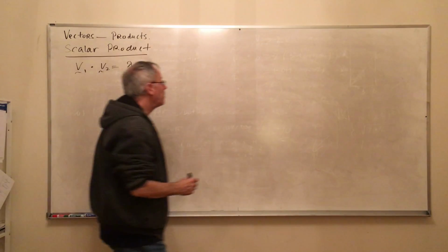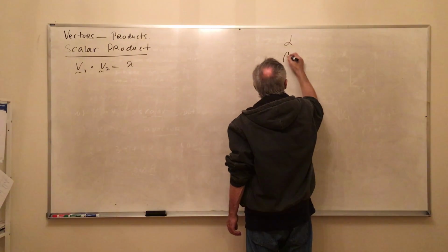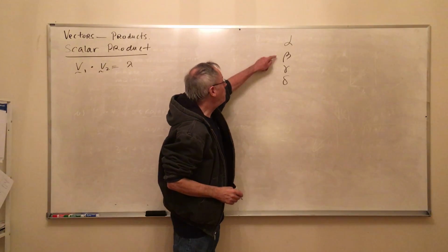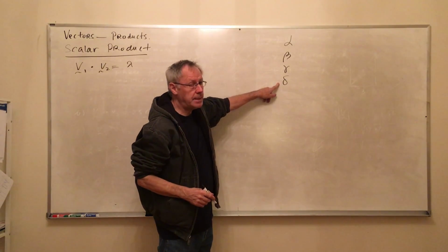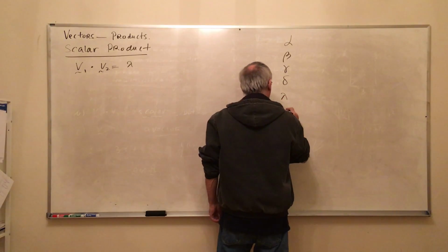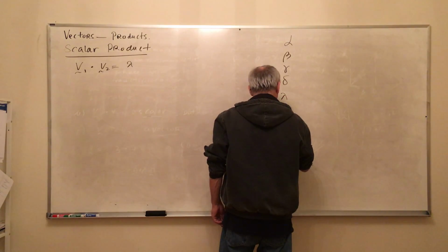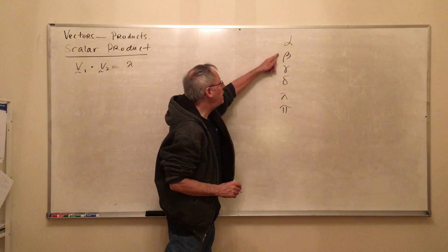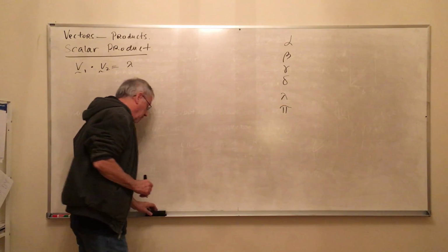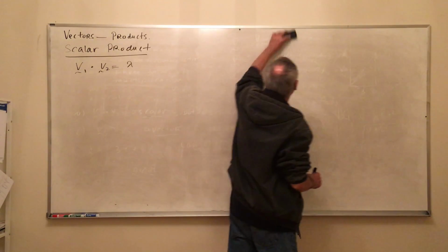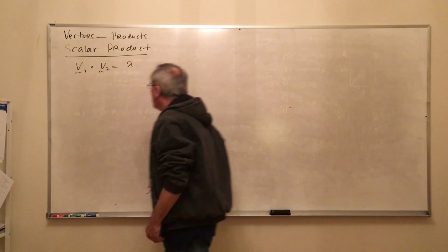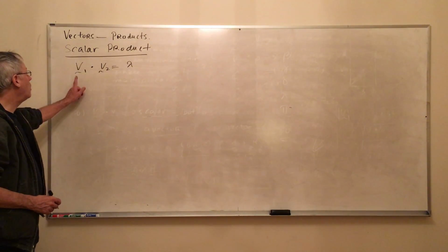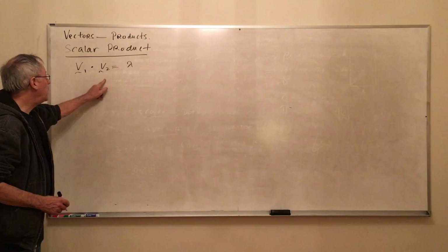Here's some Greek letters. Start you off: alpha, beta, gamma, delta, A, B, C, D. Let's put in a few more. That's enough. Lambda, pi, alpha, beta, gamma, delta. We use Greek letters all the time because we run out of Roman or any other kind of letters. So we need to go this dot this to give a scalar.